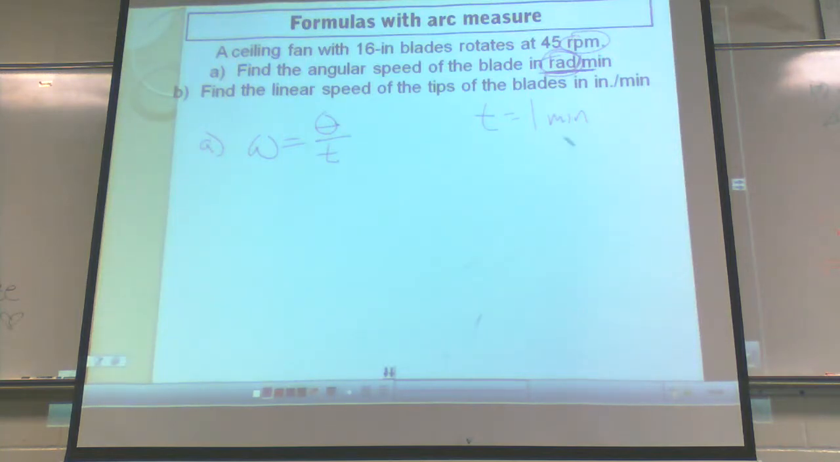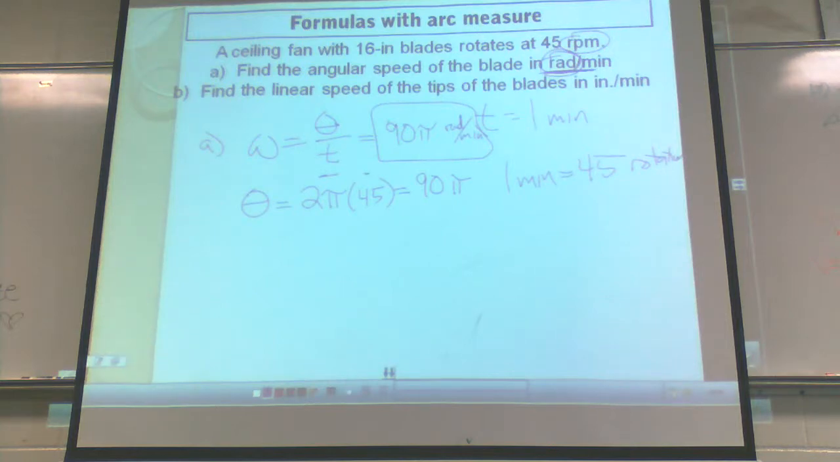But since 1 minute equals 45 rotations, that means in 1 minute it goes in a circle 45 times. And how many radians are in one circle? 2 pi. So to get theta here, I'm doing 2 pi, that's 1 circle, and I know in that time frame it's going around 45 times. So 90 pi would be it, because it's 1 circle, this is how many circles. And since we kept the time at 1 minute, that makes this easy. 90 pi over 1 is still 90 pi. You just have to make sure at the end you put the units there, so it becomes speed. So for part A, it's 90 pi radians a minute.